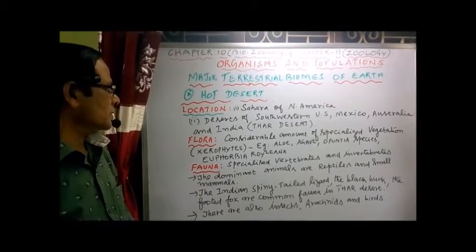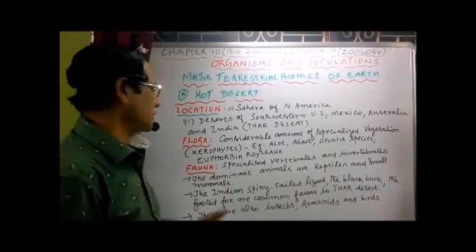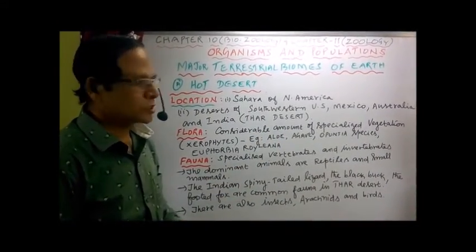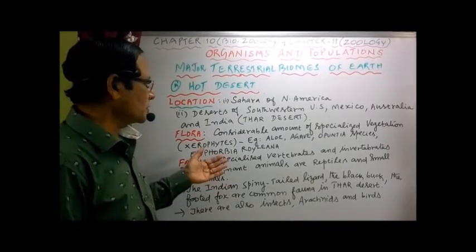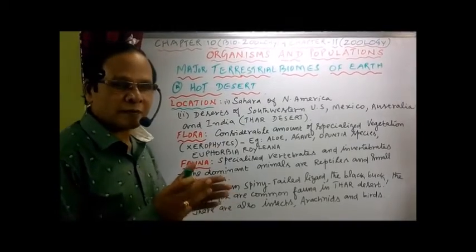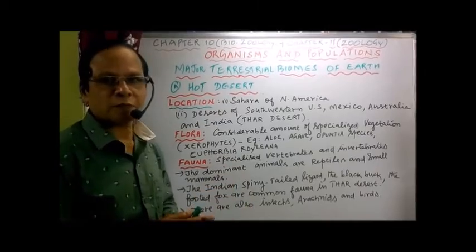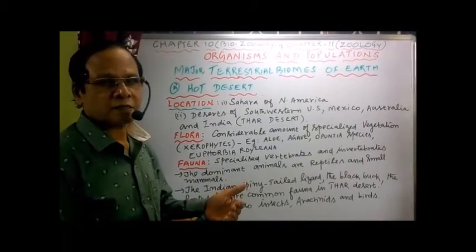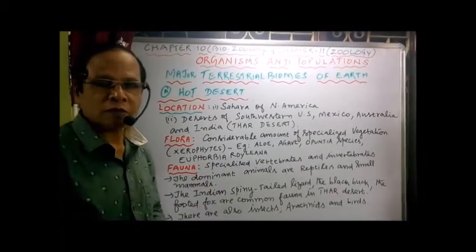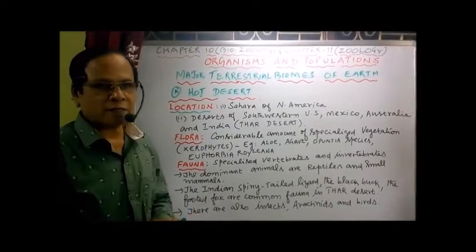That's the flora. We have a considerable amount of specialized vegetation in the form of xerophytes, for example aloe vera, Opuntia species of different types, Euphorbia, Calotropis. So these are the different types of vegetation. They are adapted to xerophytic or xeric conditions, hence called xerophytic plants, living in sandy areas where the temperature is high. Now the fauna includes those animals which are specialized to survive in desert areas.